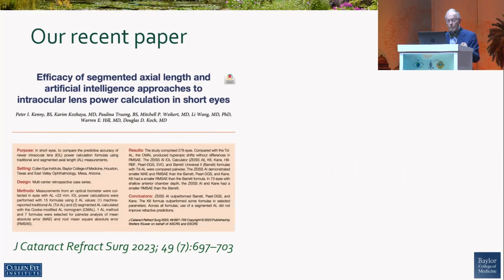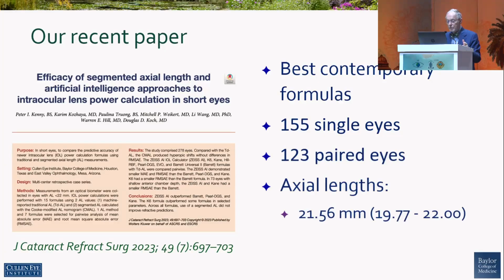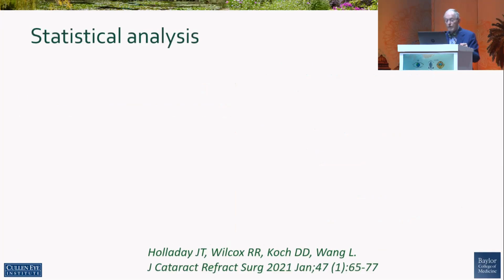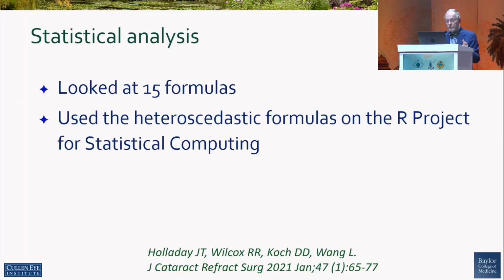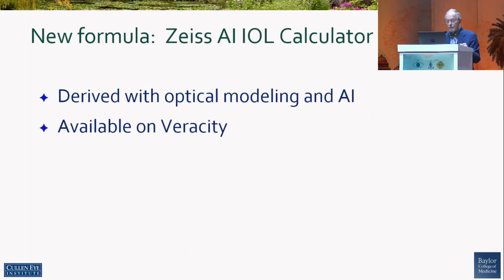We did a paper recently looking at segmented axial length, artificial intelligence approaches to short eyes. We looked at the best formulas, 155 single eyes, 123 paired eyes, axial lengths ranging not that short, 19.77 to 22, 3 IOL models, and we looked at 15 formulas. We used the newest statistics, and we looked at the top ones.